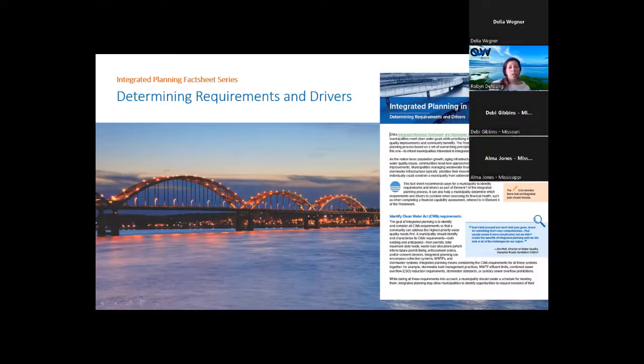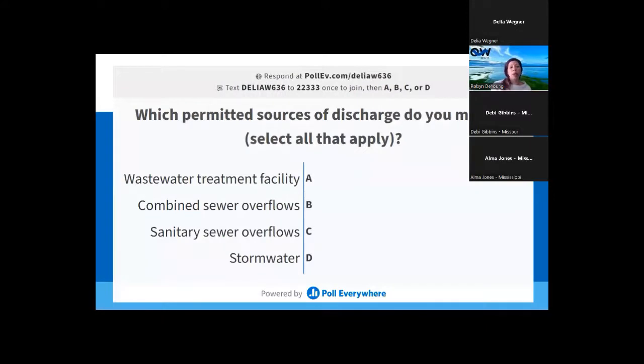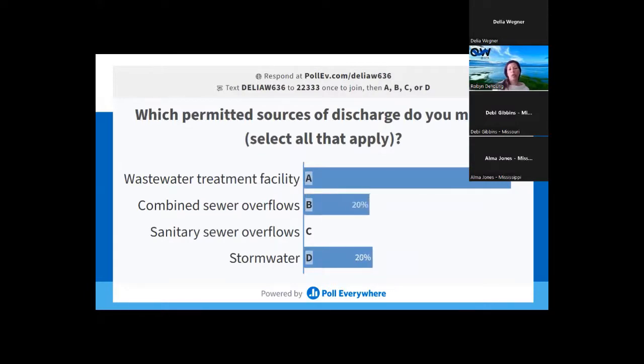So let's find out which permitted sources of discharges you currently manage, and you can select all that apply. You can use your phone and text the number 2233 and then text Delia W636, or you can go online to pollev.com/Delia W636. So go ahead if you're a municipality or you represent a municipality, so that we know which permitted sources of discharge you manage.